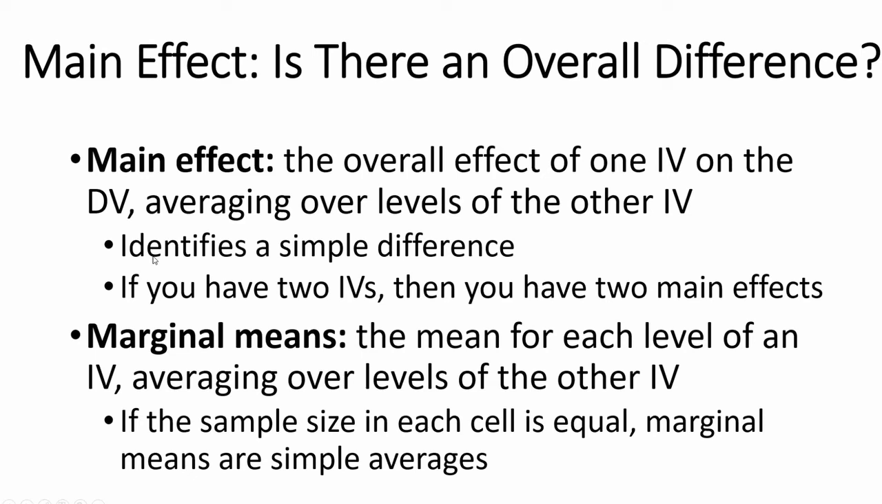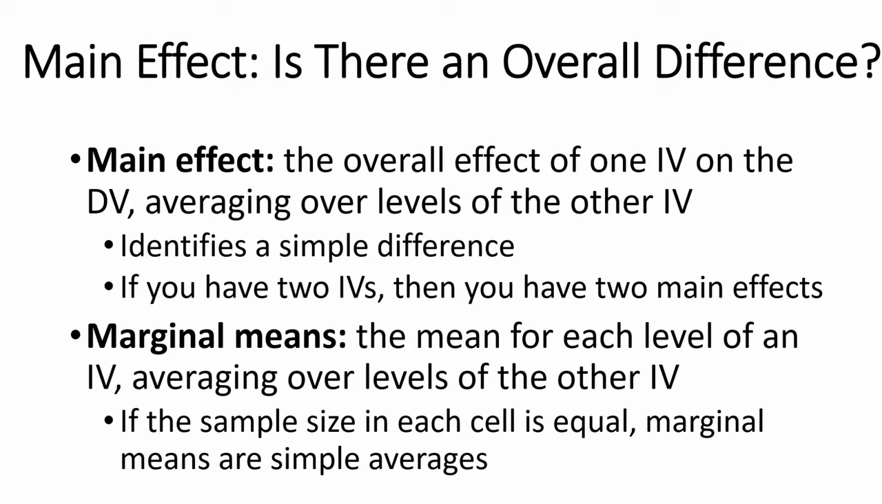So when we're looking at these main effects, we're just looking at a simple overall difference between the 2 levels of the independent variable that we're looking at the moment. Are we caring about IV1 or IV2? Is there a difference between those 2 levels overall? And like we said, if you have 2 IVs, you're going to have 2 main effects. 3 IVs is 3 main effects, so on and so forth.